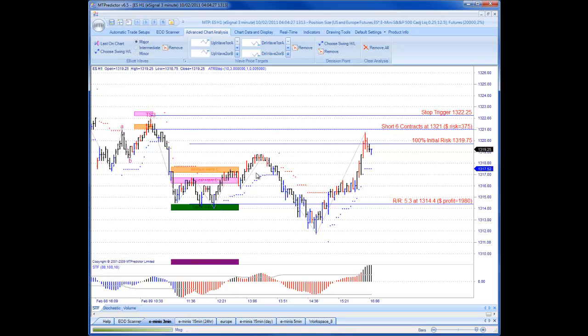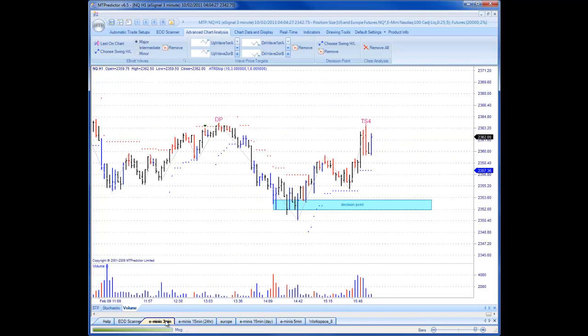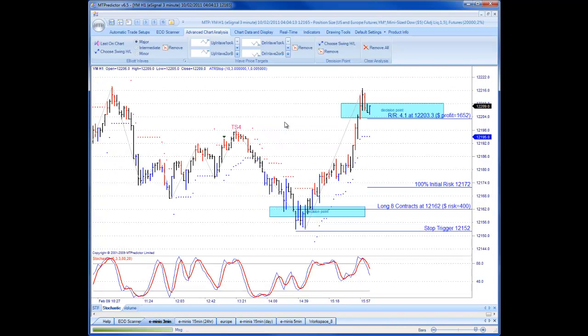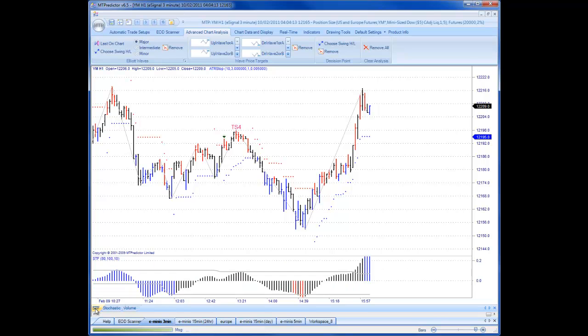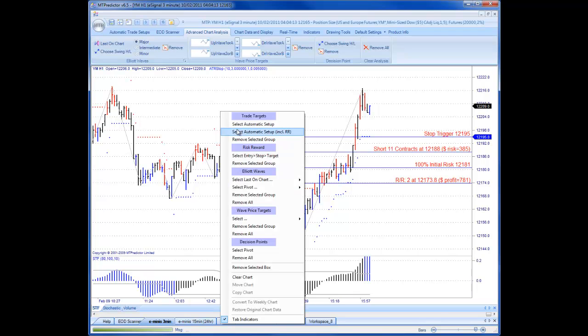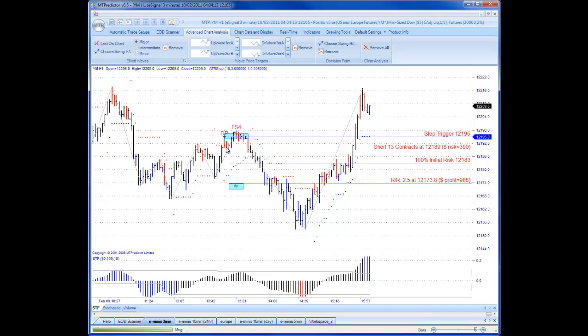There were no more setups on the ES, but this is why I say you should follow all 4 E-minis. Because if I go over to the YM, I'll just clear off the analysis I had on there before, you can see that we had a standard TS4 sell here. We had an initial bite at the cherry here. If I put the analysis on, there was actually a losing trade, sorry I missed that, that came in just by one tick here, then stopped you out.